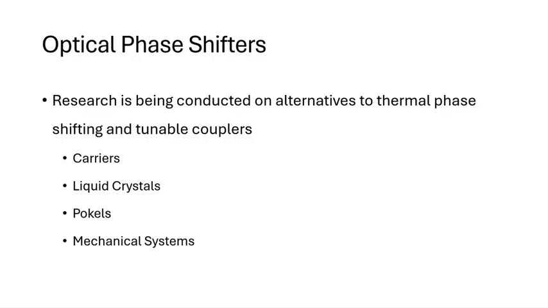There are liquid crystals which have high efficiency as actuators and phase shifters, but they are difficult to fabricate as it requires depositing liquids during the fabrication process, which is difficult. There are Pockels effect materials, which are polymers and perovskites, and mechanical systems themselves. However, mechanical movement is difficult as it requires undercutting the waveguide, but it does provide satisfactory results.